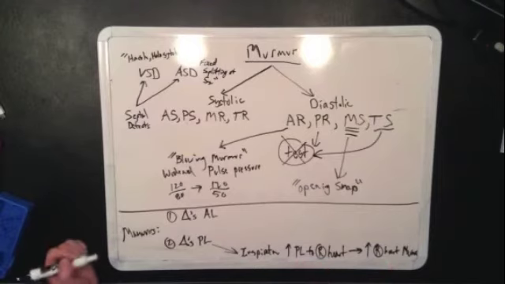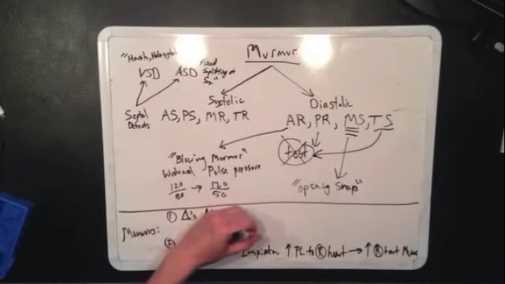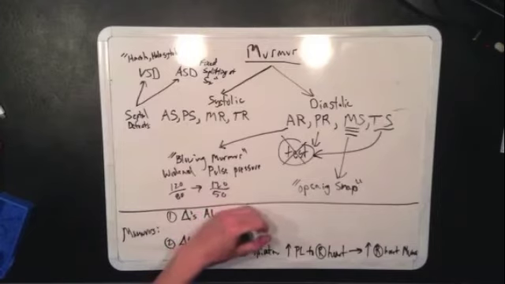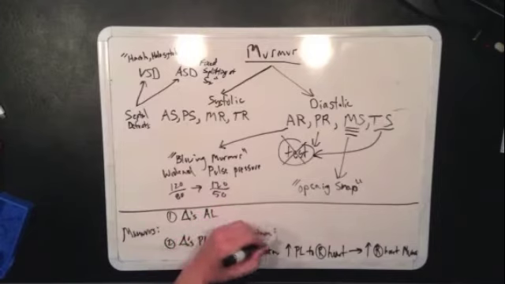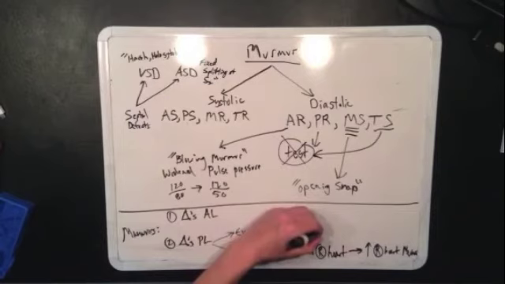Okay. How do you decrease preload? Well, expiration, right? Let's do the opposite. Expiration. So expiration will actually enhance left-sided murmurs.